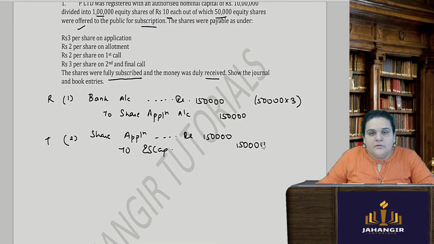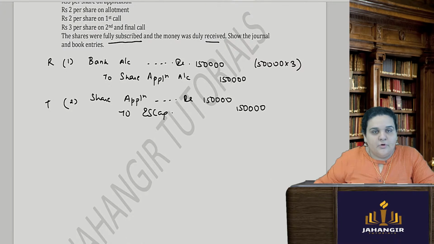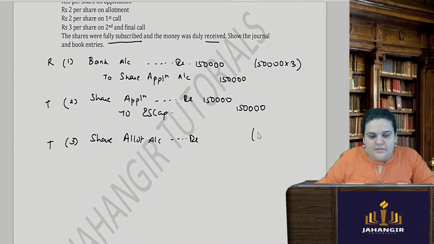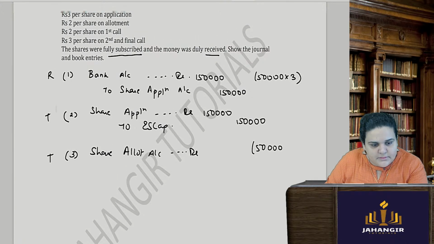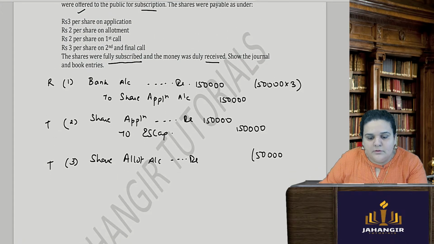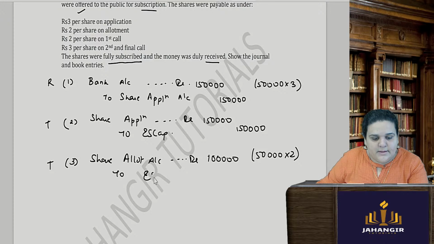Okay. So I'm giving you all 5 minutes time. Please just solve it. Then go to your allotment stage. First it will be transfer. So it will be share allotment account debit 50,000. Okay, application is 2 rupees. No, application was 3 rupees. So your allotment is 2 rupees. So 1 lakh, to equity share capital account 1 lakh.